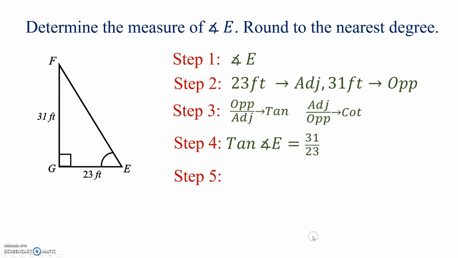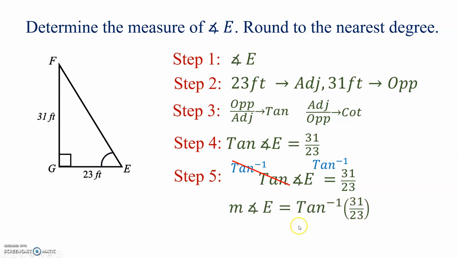So step 5 says go ahead and solve. Right now, the unknown is being tangented, if you will. So we have to take inverse tan on both sides. The tans cancel, leaving me with measure of angle E is equal to inverse tan 31 over 23. Type this straight into the calculator, round it accordingly to the nearest degree, 53 degrees. So hopefully this helps you as we move forward.